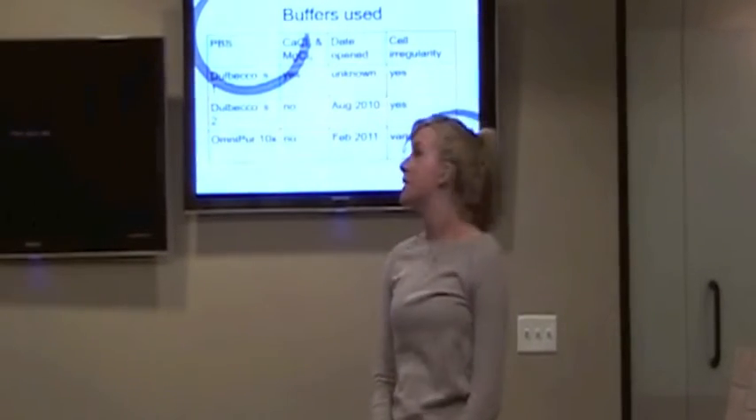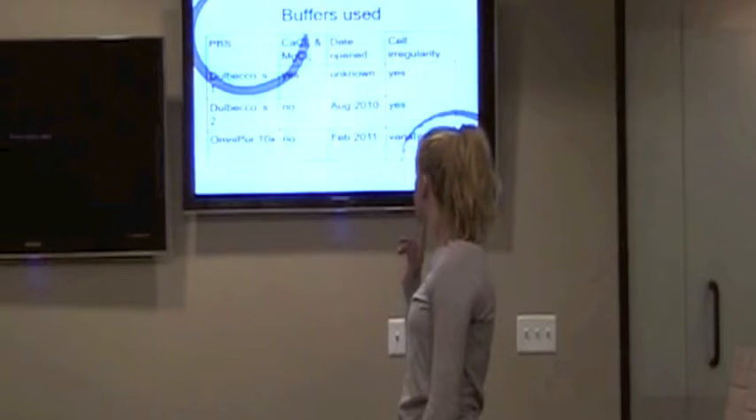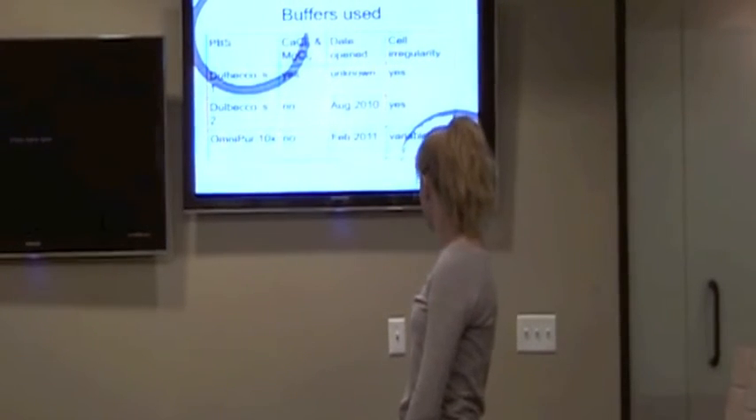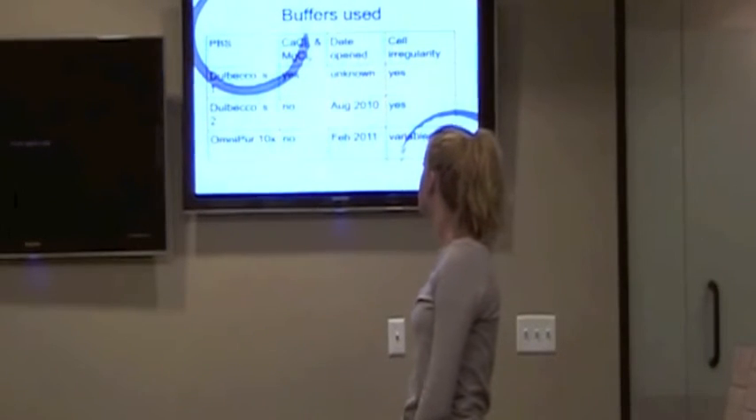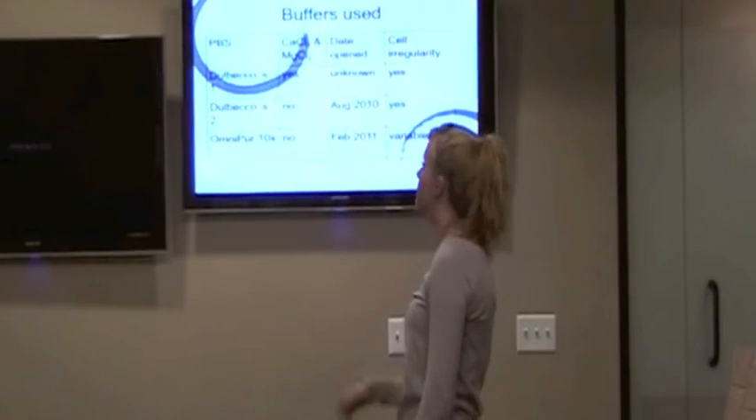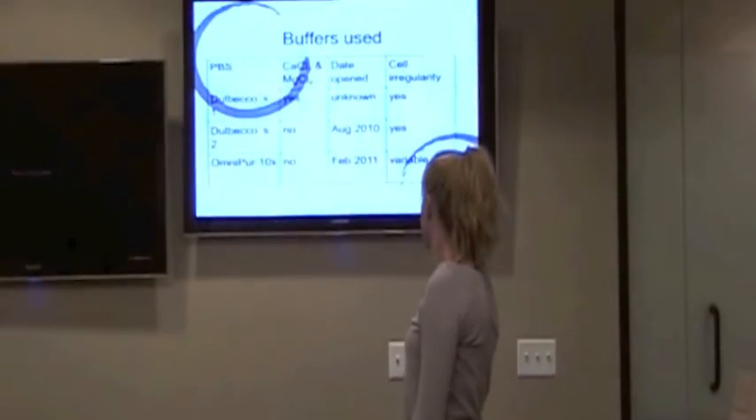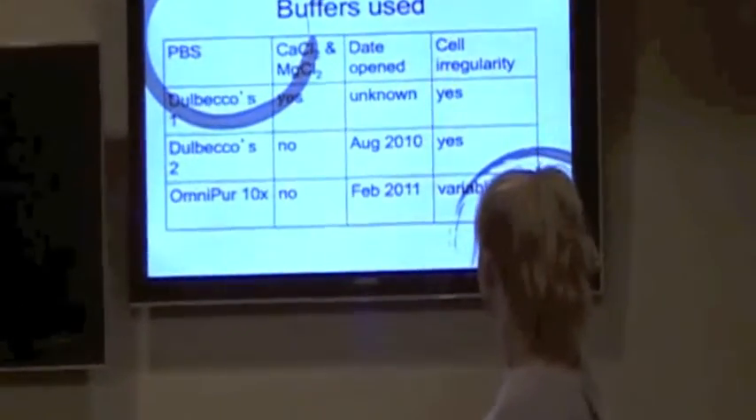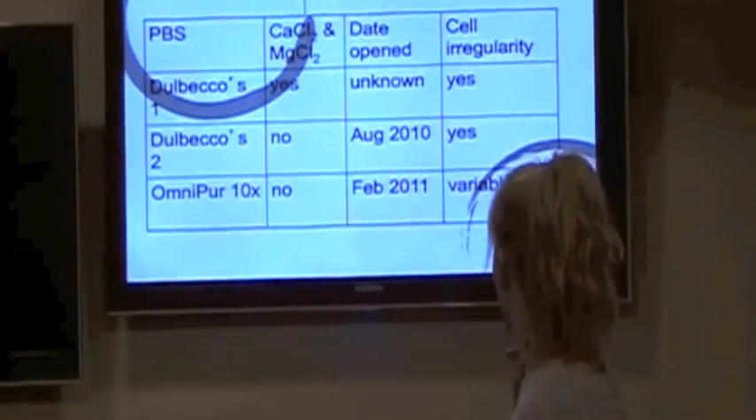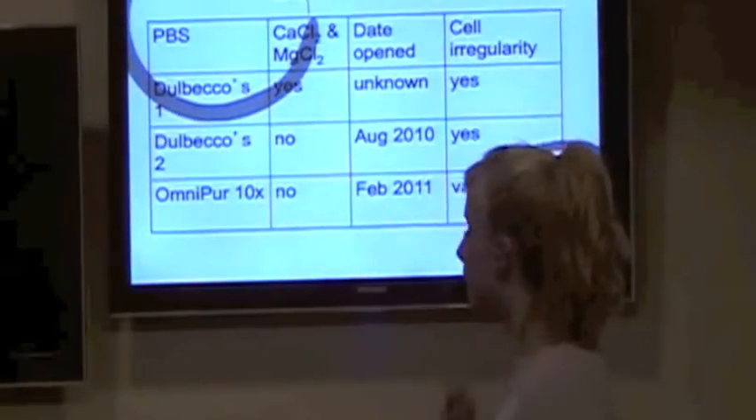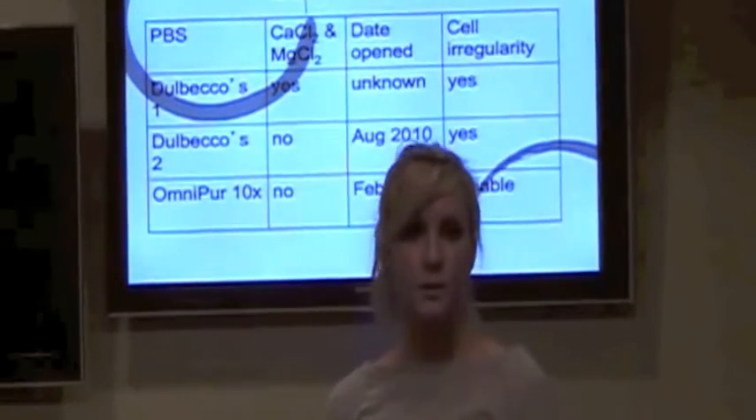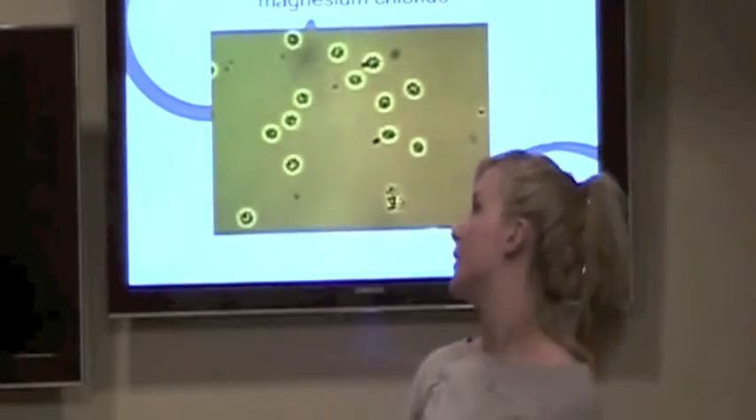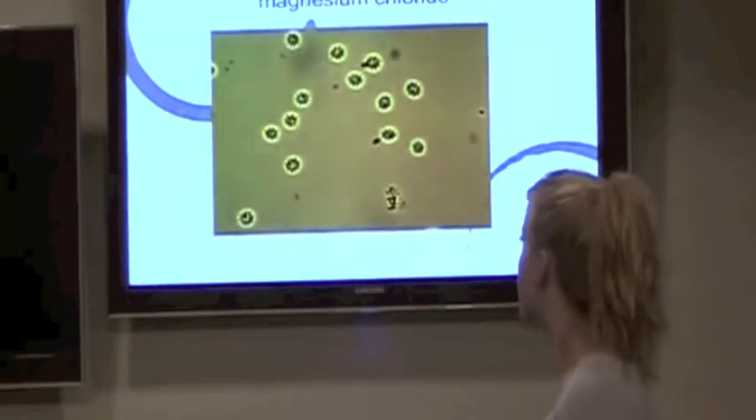I used a few different buffers and I made tables comparing different components of the buffers, and this is just one example. The first buffer that I used, I looked at the date and whether or not it contained calcium chloride and magnesium chloride, and you can see the cell irregularity that happened with the first two. And then I said variable with the third one because there were certain dilutions of that one where the cells looked normal. Here is the second buffer that I used, and the problem still occurred.